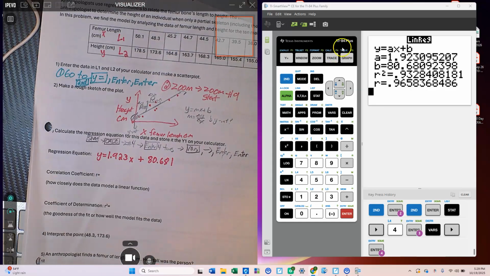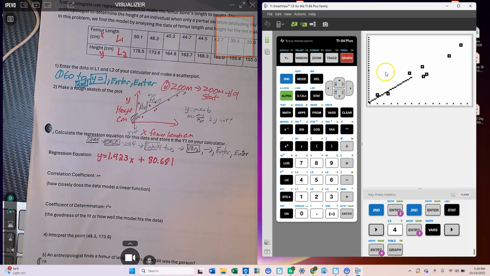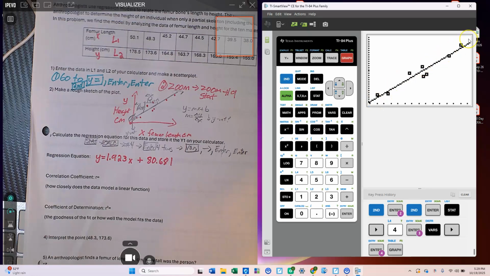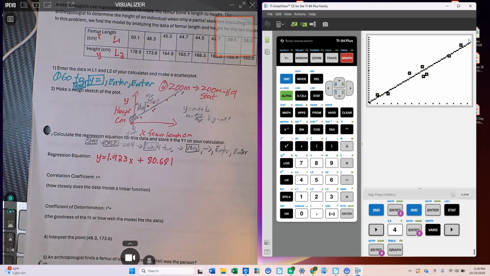See, now if I hit graph, see it drew a line, and the slope-intercept equation of that line is y equals 1.923x plus 80.681. So it didn't really draw a line between the points. It drew a line of best fit, and then it wrote the equation from there.